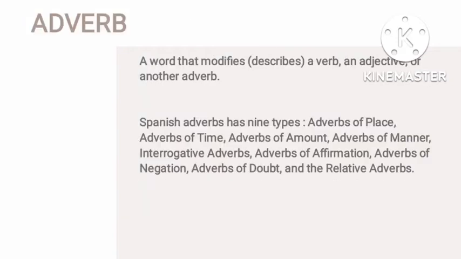The fourth lexical category of the Spanish language is the adverb. An adverb is a word that modifies or describes a verb, an adjective, or another adverb. Also, Spanish adverbs have 9 types.